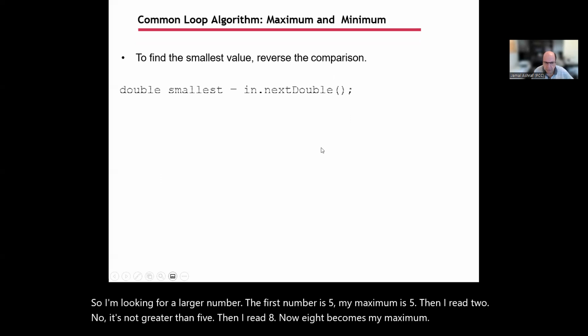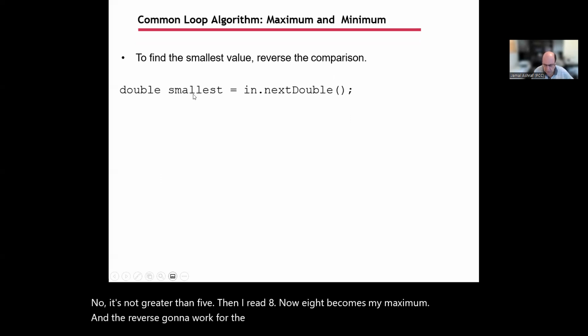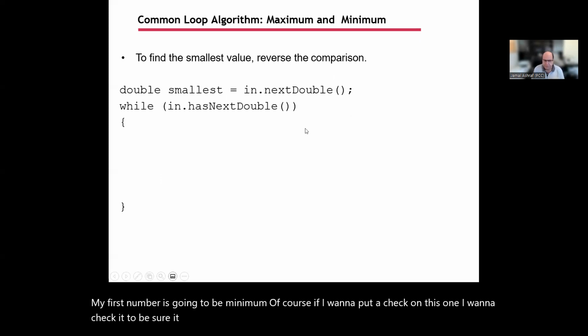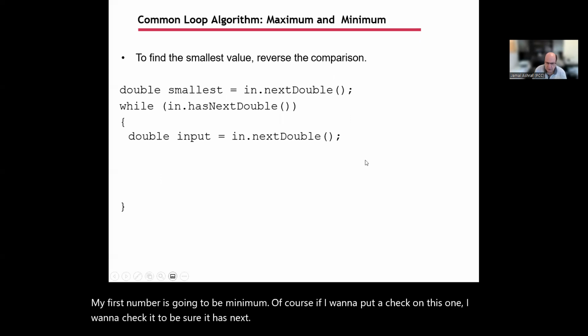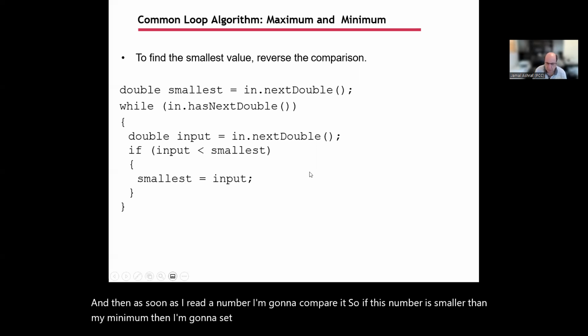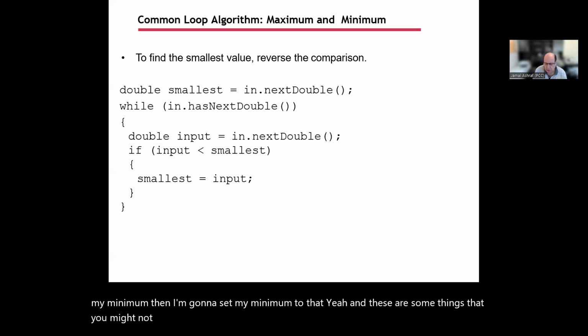And the reverse is going to work for the minimum. So I'm going to set my minimum to what I read. My first number is going to be the minimum. Of course, if I want to put a check on this one, I want to check to be sure it has next. And then as soon as I read a number, I'm going to compare it. So if this number is smaller than my minimum, then I'm going to set my minimum to that number. And these are some things that you might not think about this way. You just do it one time, two times, and then you know how to do it.